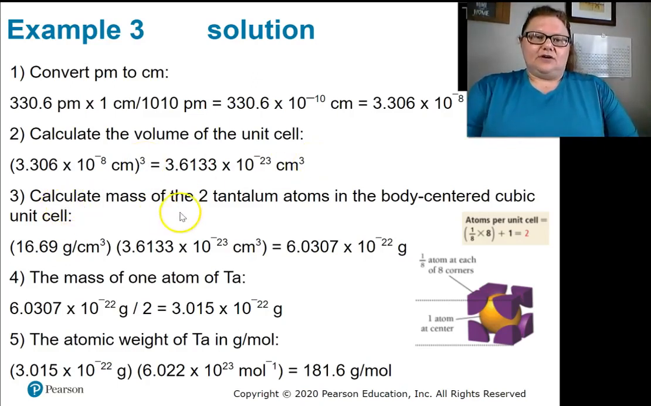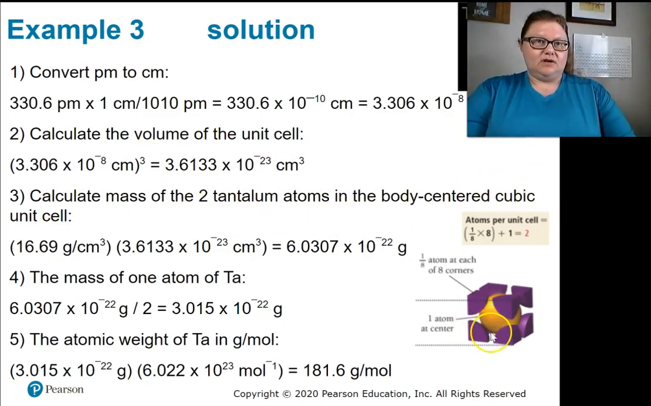Okay. Calculate the mass of the 2 atoms in the body-centered cubic. So we have 2 atoms that make up a body-centered. Again, one coming from the 1/8 of the 8 corners. So 8 times 1/8 equals 1. And then the 1 atom from the center. So that's 2 atoms total because of its body-centered type. And so we want to calculate that. And so we have our density as given.